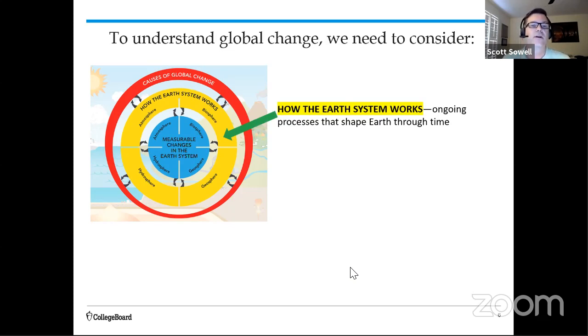How does the biosphere work? How does the atmosphere work? How does the hydrosphere work? How does the lithosphere, the geosphere work? How do each of those little systems operate naturally?